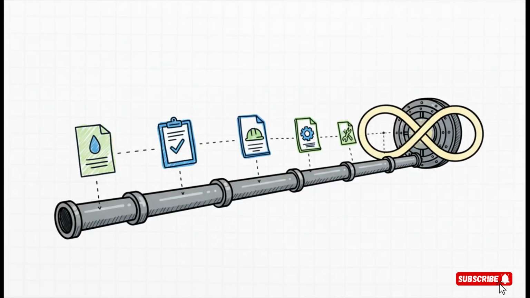So, what's the bottom line on how long you keep all this paper? For the most critical documents, we're talking leak reports, CP system designs, major inspection results, the rule is simple. You keep them for the entire life of the asset. Not 5 years, not 10 years. For life. This data becomes a permanent part of that asset's history.